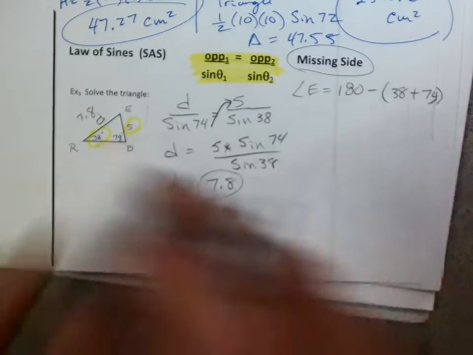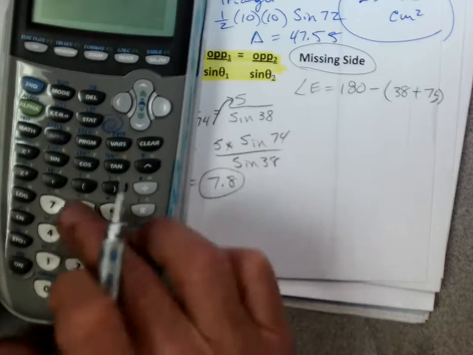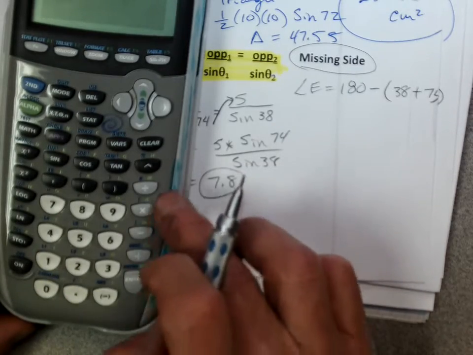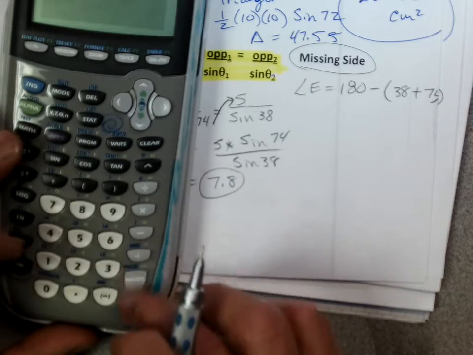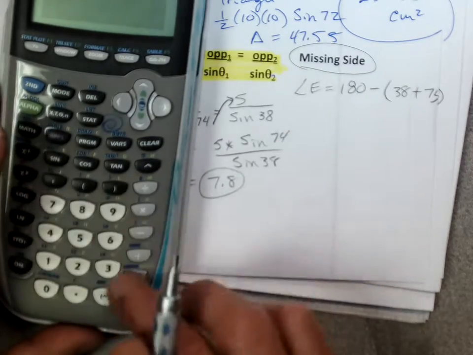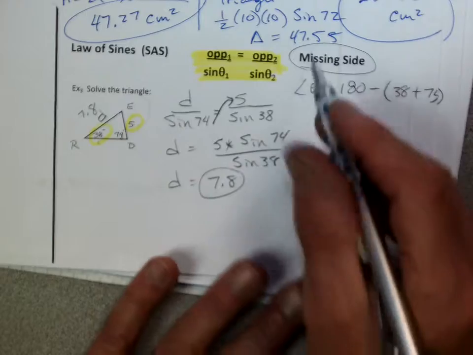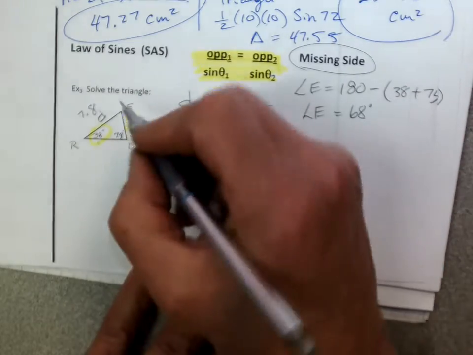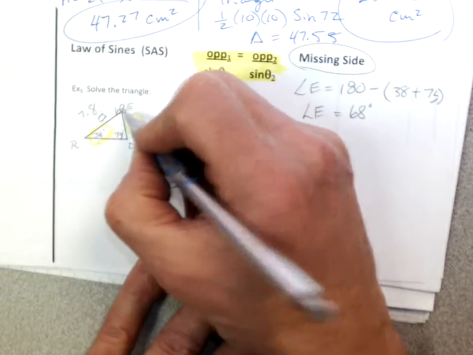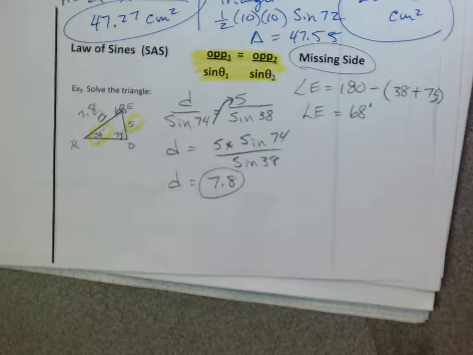And I'll just use my calculator. 180 minus 38 plus 74. And I get an answer of about 68. So angle E is about 68 degrees. Let me put that in there. 68. Okay. So that's just geometry. Remember? 3 angles in a triangle add up to 180.